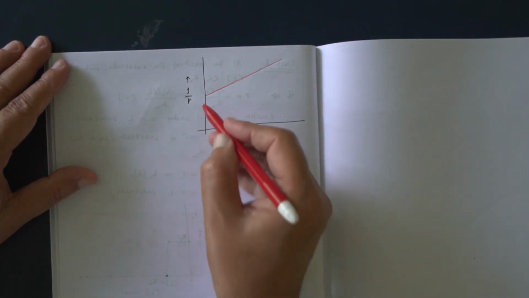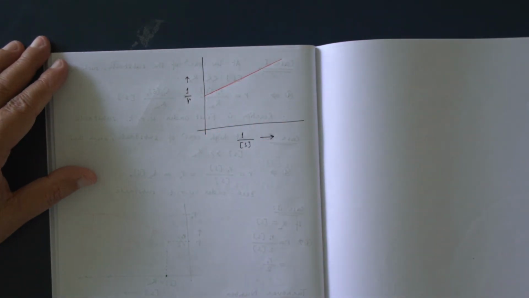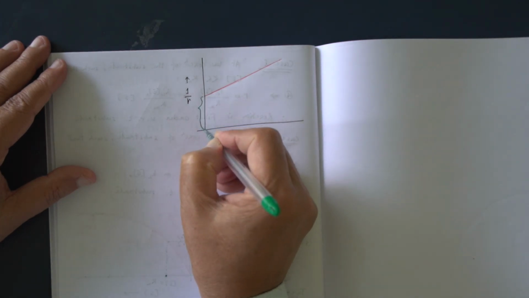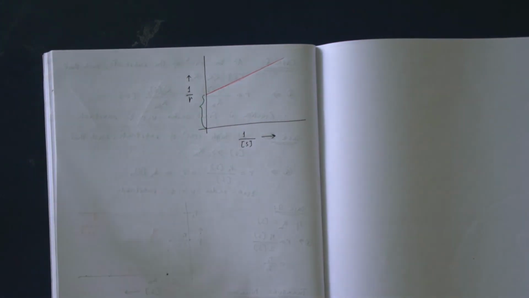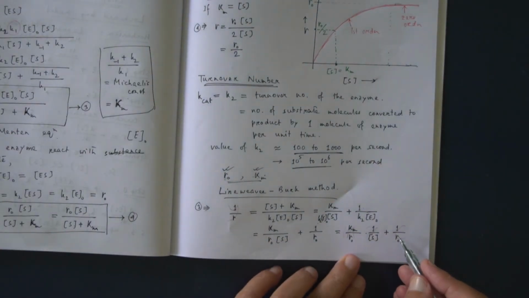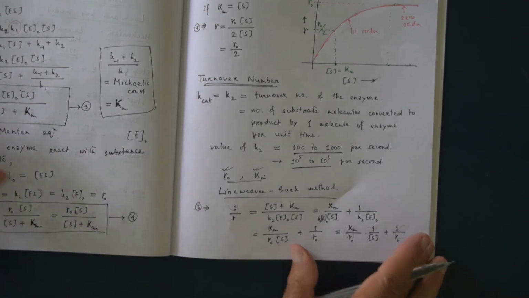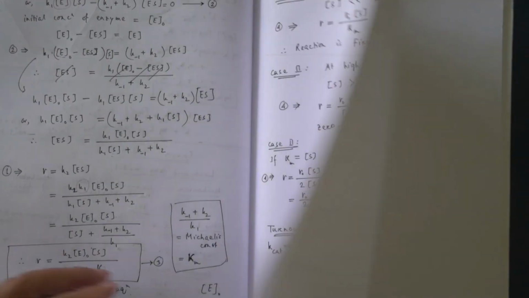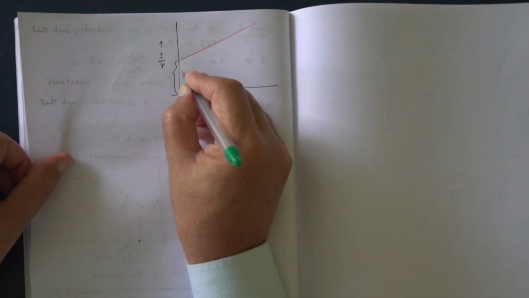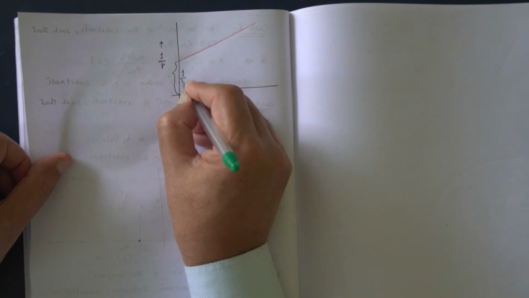Okay. Now this is the intercept. Here, this is the intercept. Intercept equal to 1 by R naught. C is the intercept, C equal to 1 by R naught. So intercept equal to 1 by R naught.